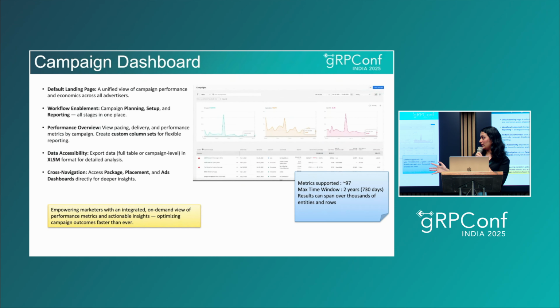Technically speaking, this dashboard supports 97 metrics, such as conversions, reach, CPM, spend, impressions, etc., with a maximum time window of up to 2 years, and results can span thousands of entities and rows. And the customer can fetch the latest data by refreshing the page.